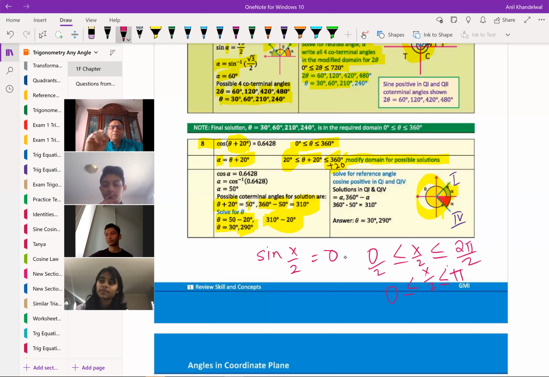Is that clear? Now, since sine of x by 2 equals 0, what could alpha be? We say sine alpha equals 0. So alpha is equal to 0, right? Sine 0 is 0, correct? Now, for sine alpha to be 0, the other angle will be pi, correct? Is that clear? Sir, pi in this case would be 180, right, sir? Yes, for you, pi is 180, correct.